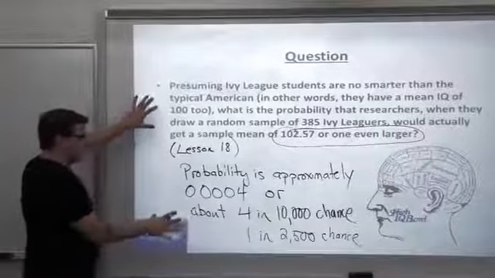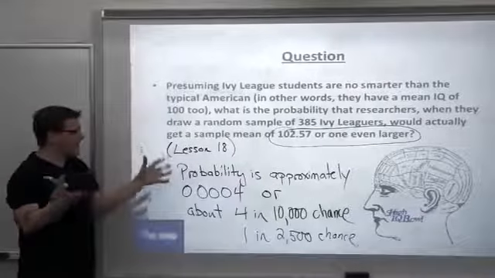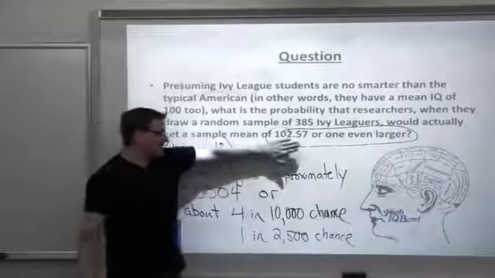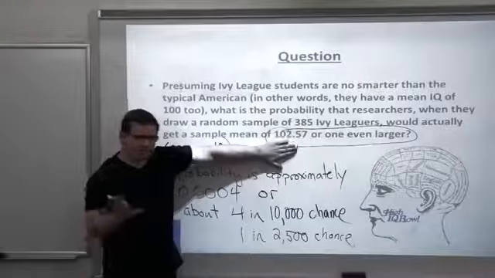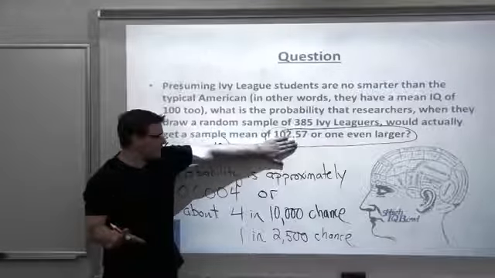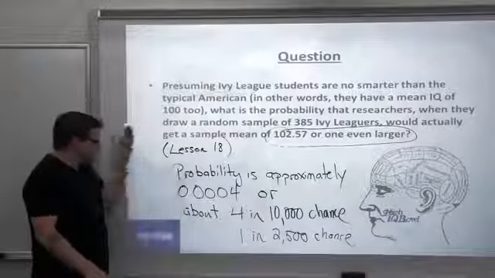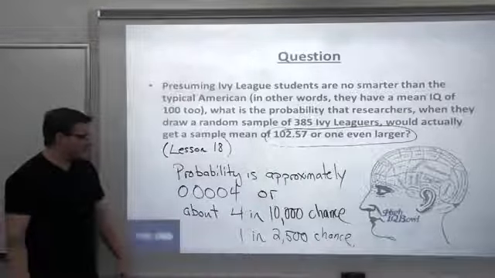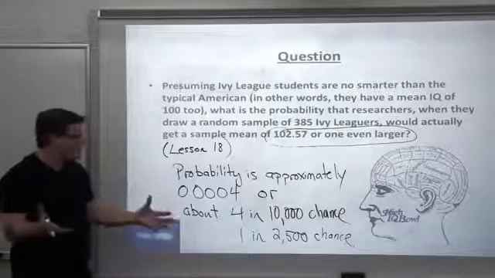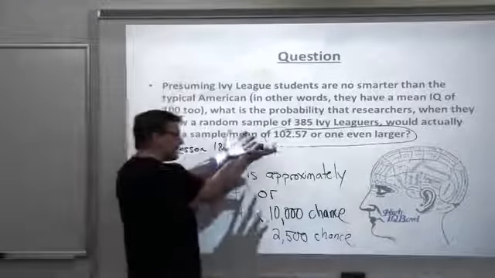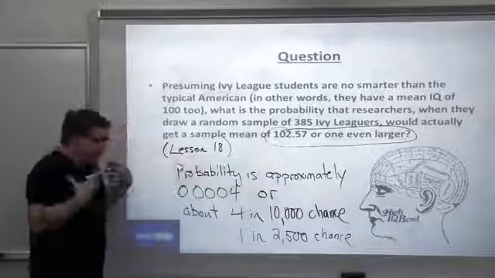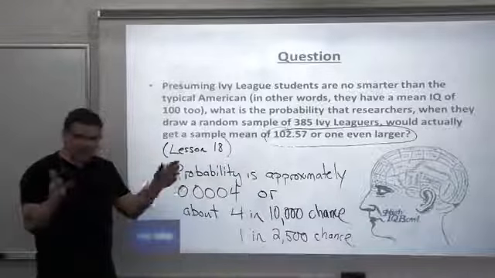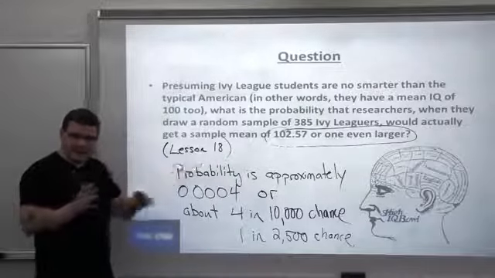Think about this one last time, then we'll cut the video. If Ivy Leaguers are no different than, well, the rest of us, what's the chance we go there on a Saturday and this happens? 102.57 average IQ, or even bigger. That's about 4 in 10,000 chance of happening, or about 1 in 2,500 chance. So what's that telling us? This data, the data that was collected, is convincing me, and soon it will convince you. This data is convincing me that, you know what, Ivy Leaguers do have a higher than average IQ.